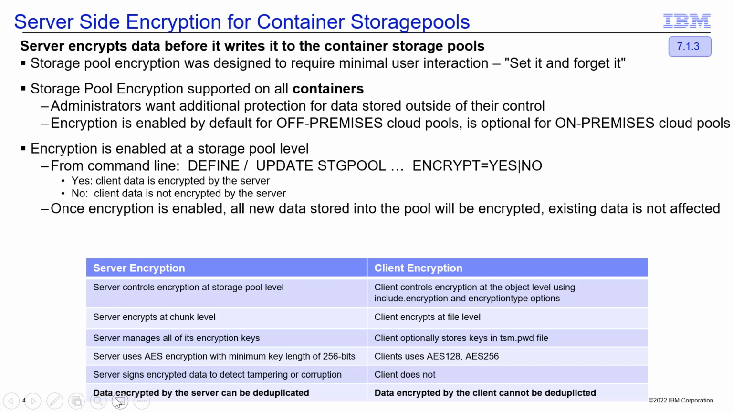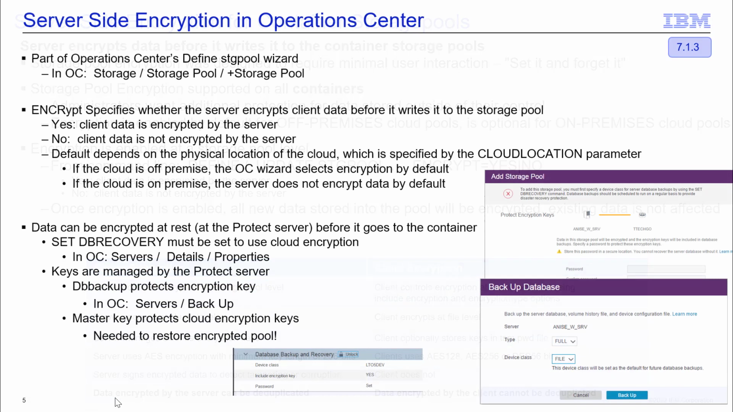If you encrypt the data on the client using client-side encryption and then send it to the Spectrum Protect server, the server will not be able to dedupe that if it's being written out to a container storage pool. We'll talk a little bit more about client-side encryption in a few slides. If you want to set up server-side encryption in the Operations Center, if you go to storage pools, you'll see the ability to turn on encryption when you add a storage pool.